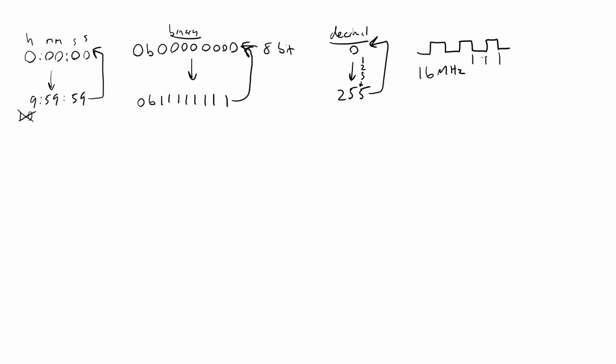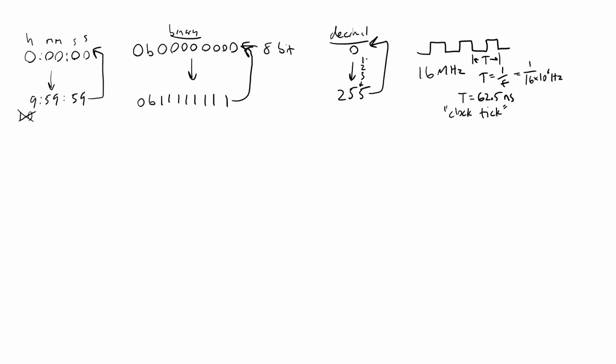So if we calculate the period of this square wave as period equals 1 over the frequency, which is 1 over 16 times 10 to the 6th hertz, we are actually going to get a period of 62.5 nanoseconds. So that is the period of 1 clock tick. So the timer, as it counts up, is counting up once every clock tick.